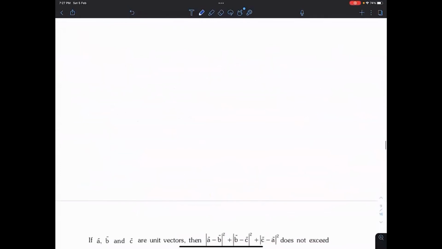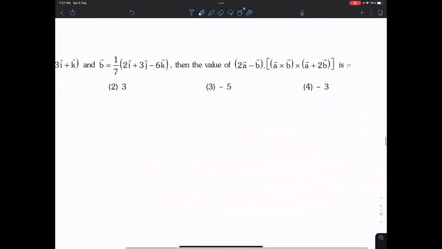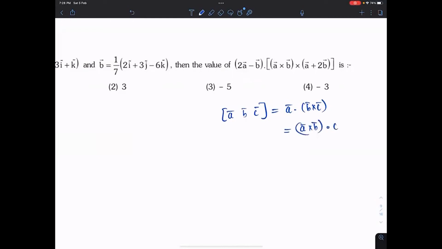Those who are already familiar with this box product, let me just give you a quick formula, because I can't explain the box product again, that much time is not there. If you know already what is meant by box of A bar, B bar, C bar, I would like to give a formula. This is nothing but A bar dot B bar cross C bar, or you can also write it as A bar cross B bar dot C bar. Anything you can write.